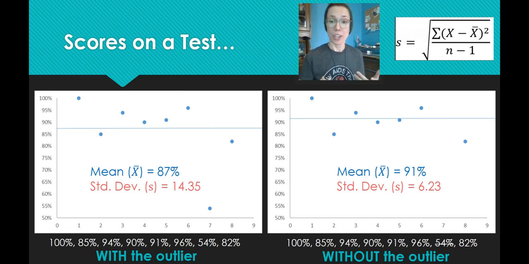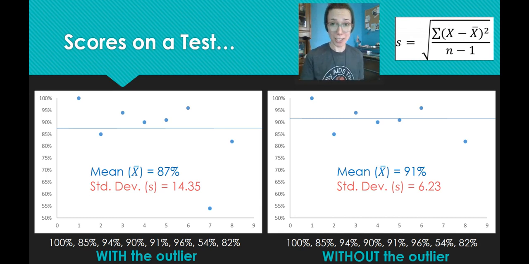So again, this is an illustration of how the average is a helpful number. It tells us something, and it doesn't tell us enough about our data set. So in this first example, with the outlier, the average score was 87%. Without the outlier, it's 91%. Those are pretty close. If I was not paying attention to standard deviation, if I was not paying attention to measures of variation, I might think that those two groups were basically similar.